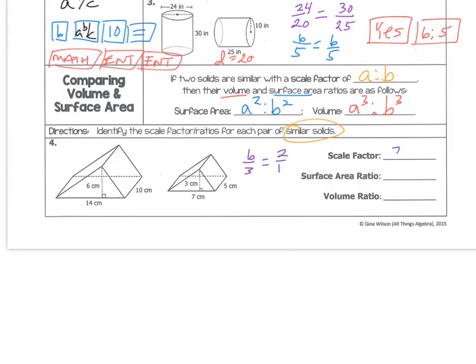So if my scale factor is 2:1, what is the surface area ratio going to be? Yeah, so we're going to square each one of these. So 2 squared is 4, 1 squared is 1. The volume ratio? What's 2 cubed? 2 times 2 times 2 is 8. 1 cubed? 1. And we could go through and actually find the surface area and the volume of these, and they will come out to be those ratios. Guarantee it.